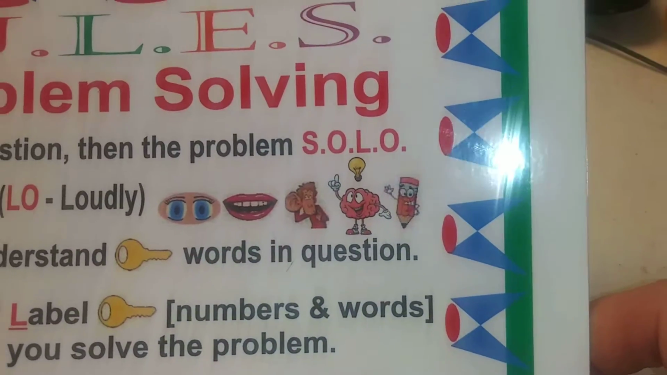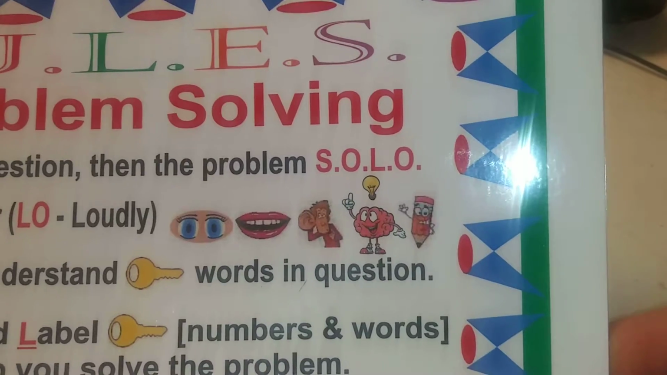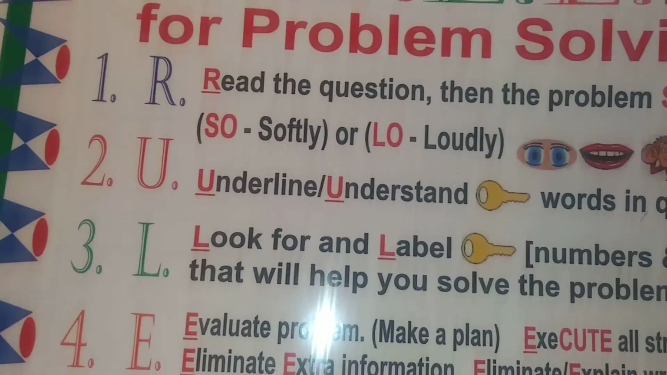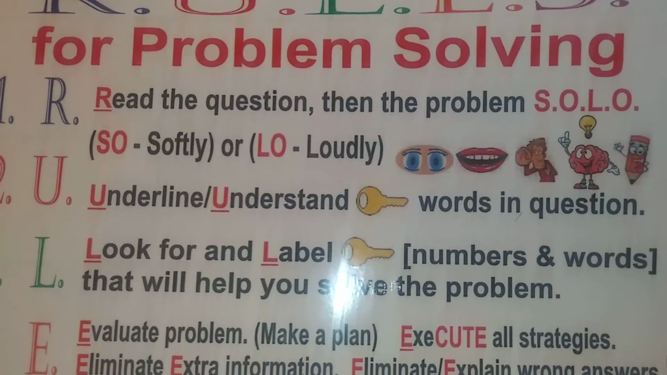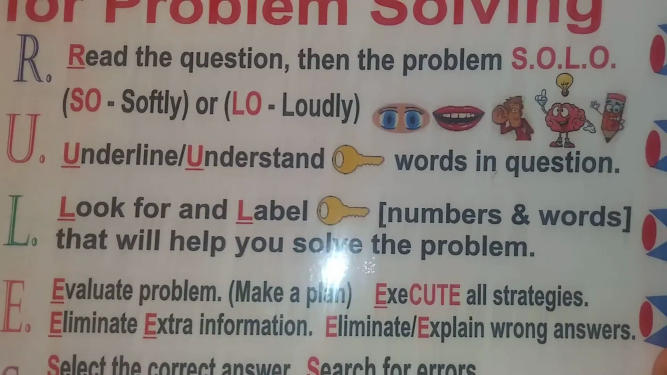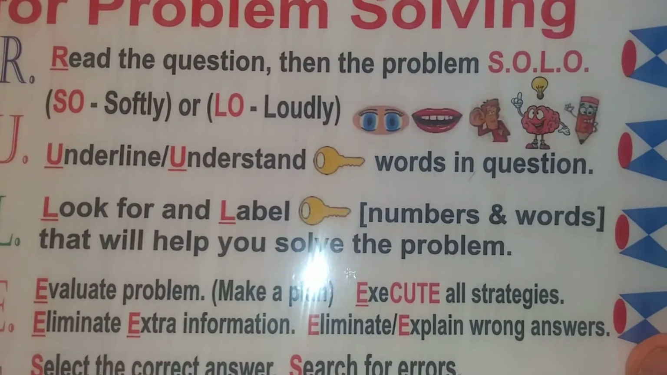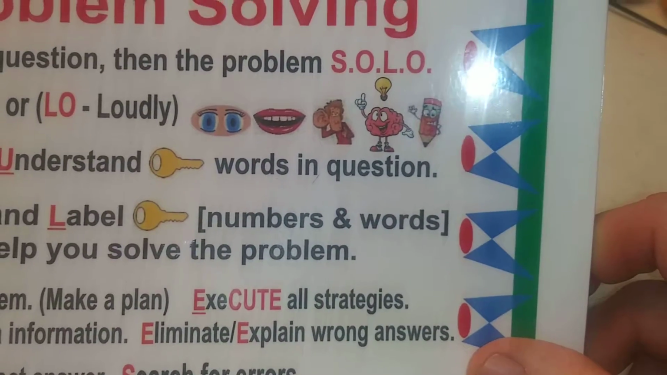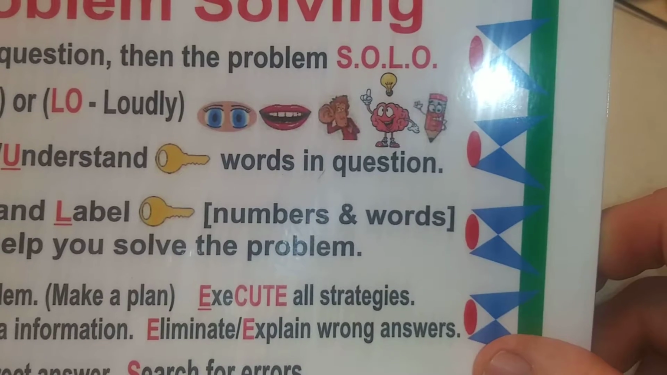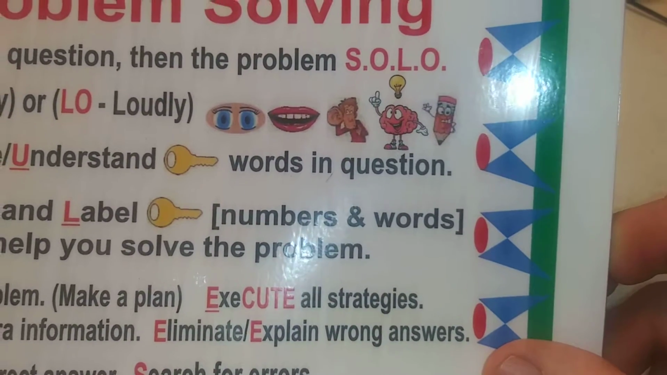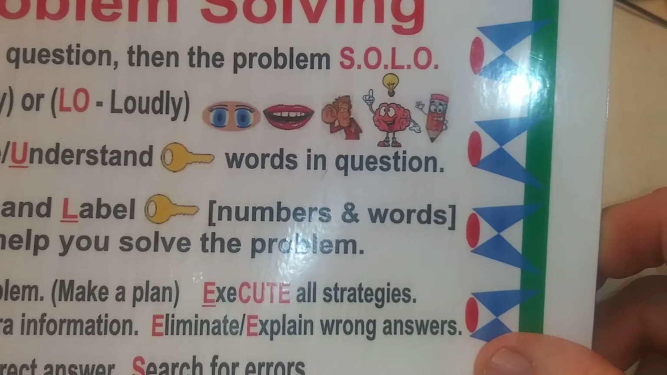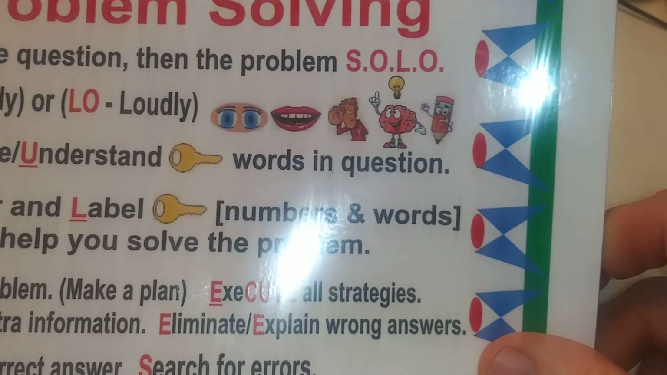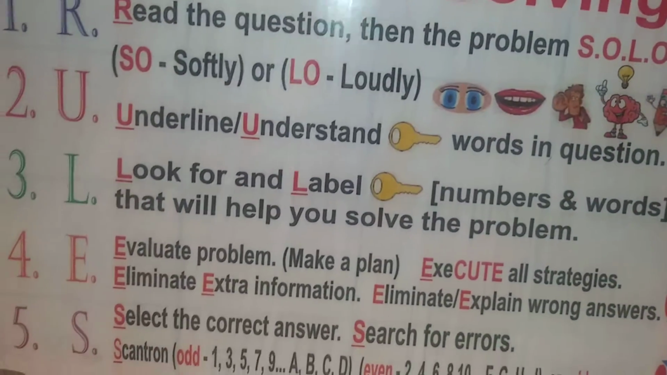Notice that the last three pictures all have little arms, and so if you make math kinesthetic, the kids could physically do something to remember that. They'll underline and understand the keywords in the question, then they'll look for and label the numbers and the words that will help them solve the problem, because some kids don't realize that the key word after the number is just as important as the number itself. So I would suggest you make them bracket numbers instead of just underline, and it has an opening bracket before the number and a closing one after the key word.